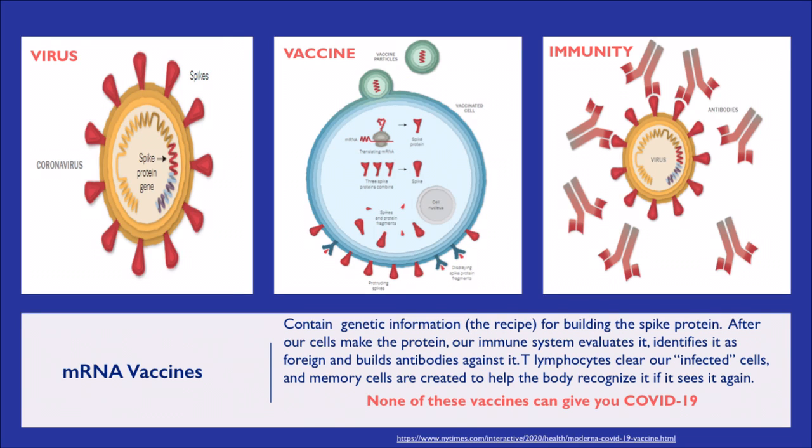So by just having the instructions or the recipe to make that spike protein, again, our cells are going to make the spike protein. Our immune system will assess that spike protein, recognize it shouldn't be there, and build these wonderful antibodies that will be available to us if we ever do come into contact with the SARS-CoV-2 virus.